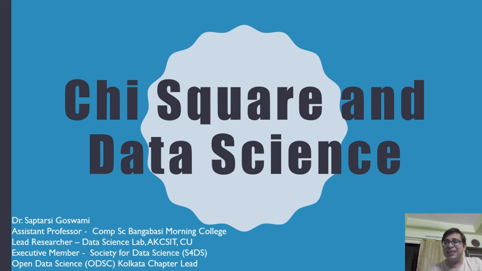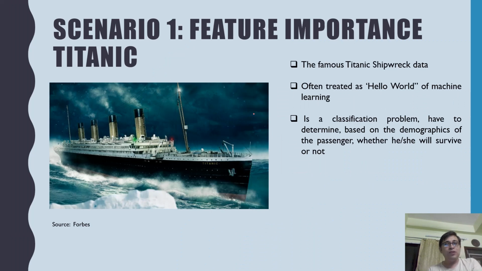So let's get started with an example. I'm sure you know this picture. This is the famous Titanic ship, right? And the data set corresponding to this Titanic ship is called the shipwreck data, which is equally popular among the machine learning community. So this is taken as a classification problem.